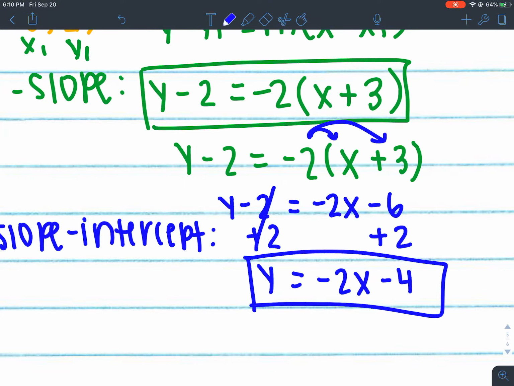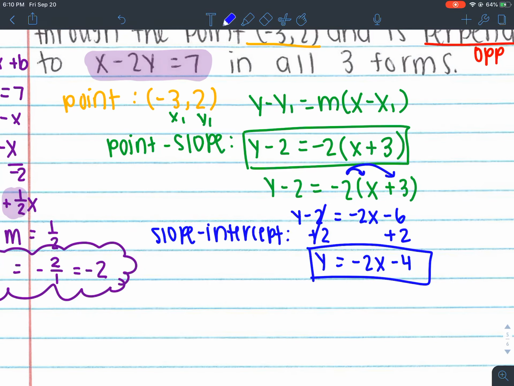I know I'm talking quite fast, but I know this is a video, so you can always rewind if needed. So my slope-intercept equation is y equals negative 2x minus 4. But still, it's the same equation as my green point slope one. It's just written in a different way.